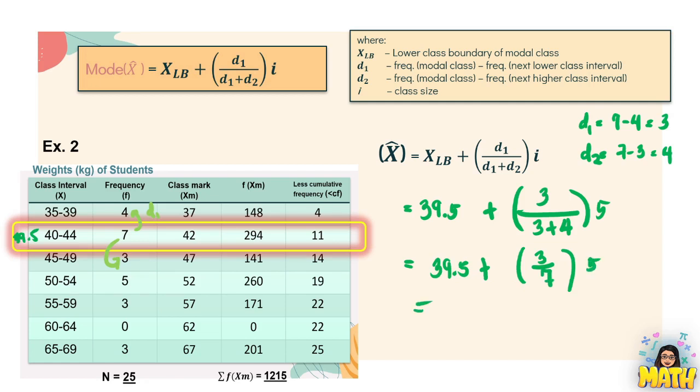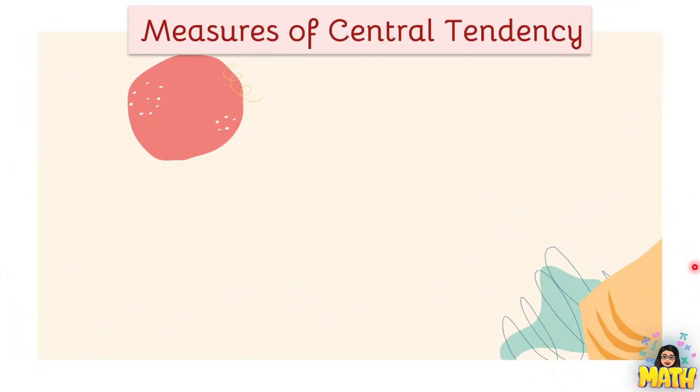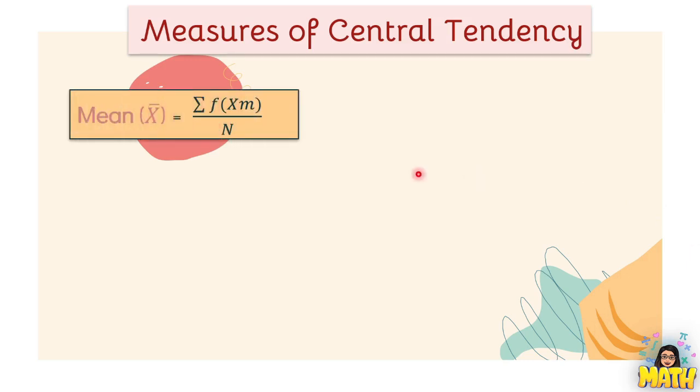So we'll have 15 over 7, which is equal to 2.14, plus the lower class boundary 39.5, that is equal to 41.64. Therefore, our mode for this set of data is 41.64. Another way to interpret that, the common weight of 25 students is equal to 41.64 kilograms. Alright, so let us summarize the different formulas for the measures of central tendency in grouped data.